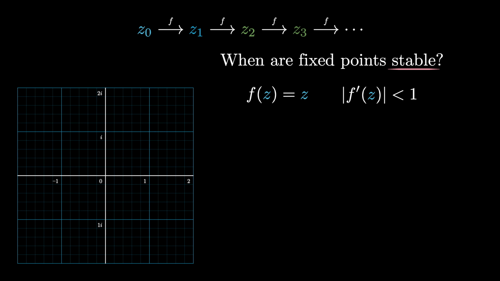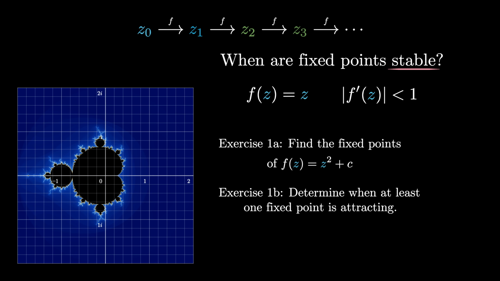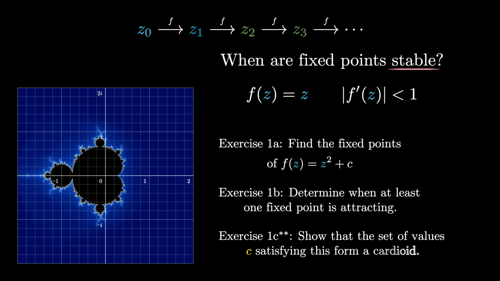Pulling up our z squared plus c example, if you did the first exercise to find its fixed points, the next step would be to ask, when is at least one of those fixed points attracting? For what values of c is this going to be true? And then, if that's not enough of a challenge, try using the result that you find to show that this condition corresponds to the main cardioid shape of the Mandelbrot set. This is something you can compute explicitly. It's pretty cool.